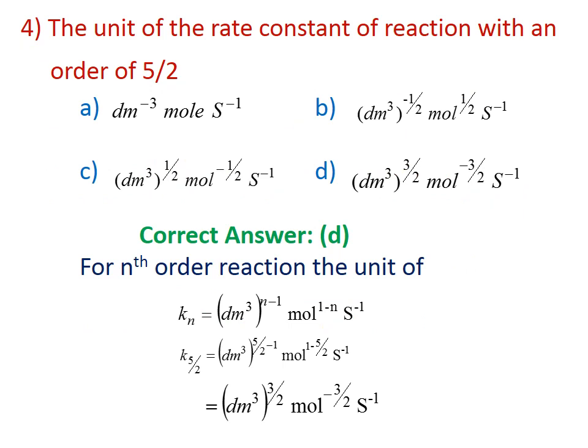Question number 4. The unit of the rate constant of a reaction with an order of 5/2. You consider the nth order: the unit of the nth order reaction, Kn, will be equal to dm^(3(n-1)) mol^(1-n) s^-1. Here n is 5/2. So K(5/2) will be equal to dm^(3(5/2-1)) mol^(1-5/2) s^-1. You subtract it: dm^(9/2) mol^(-3/2) s^-1. The correct answer is D.